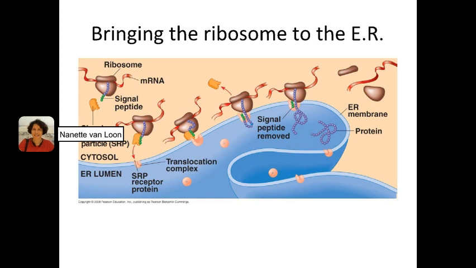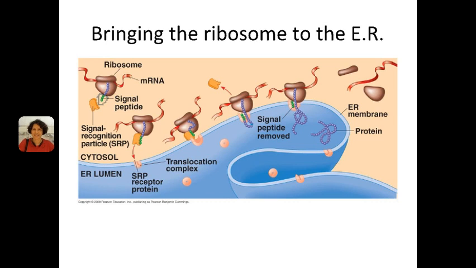Let's take a look at that process of bringing the ribosome to the endoplasmic reticulum. Here is our ribosome that is actually still in the process of making the protein, and the protein has a signal peptide. The first 20 amino acids, or about that number, that have been synthesized on the protein form that signal peptide. It is shown here in green.